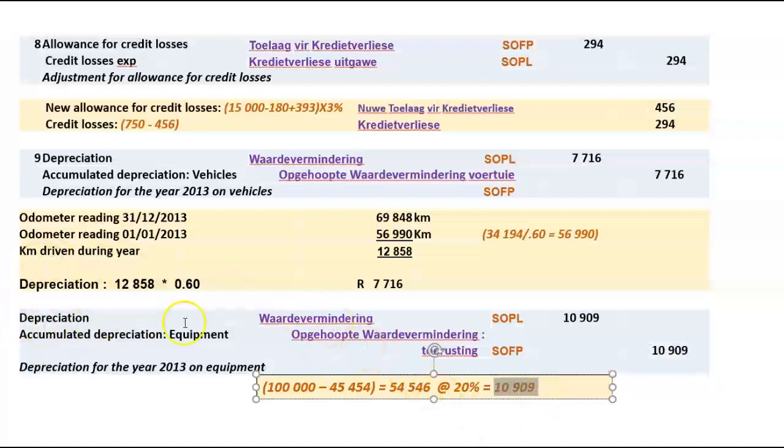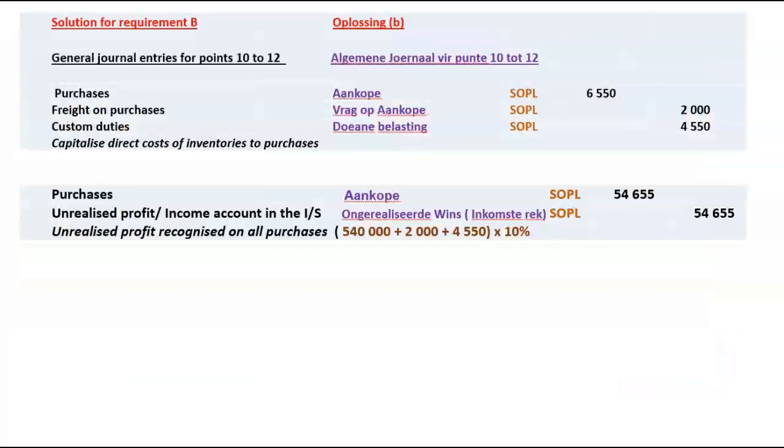So I'm going to debit depreciation, statement of profit and loss, 10,909. I'm going to credit accumulated depreciation, statement of financial position, 10,909.